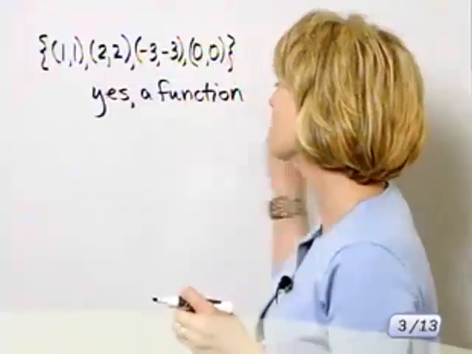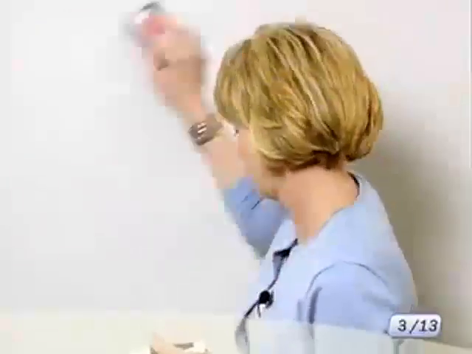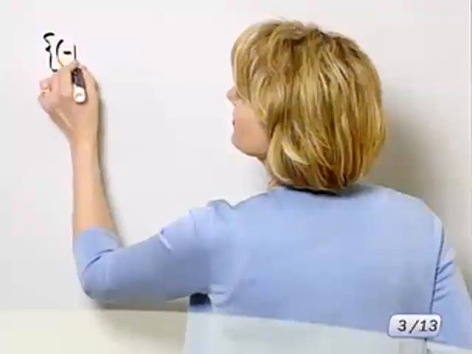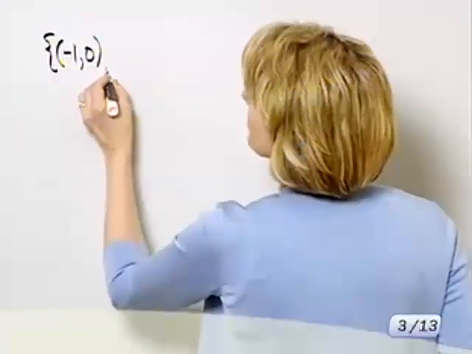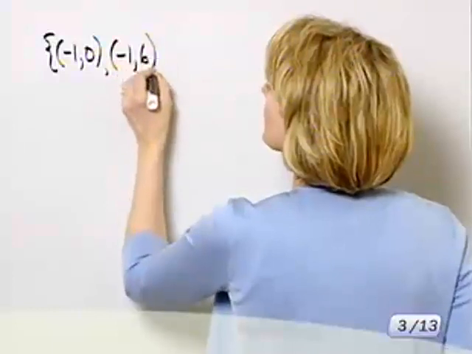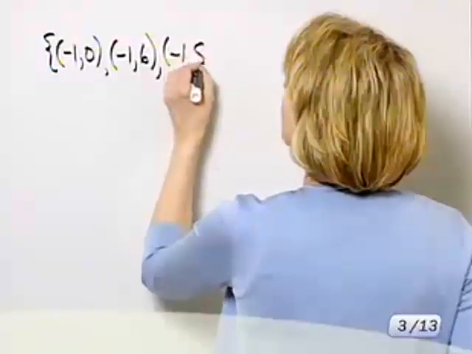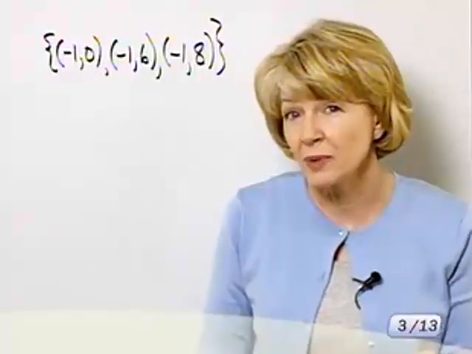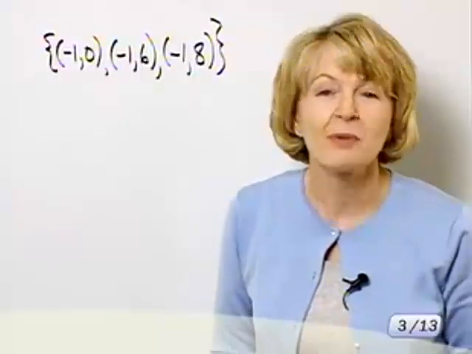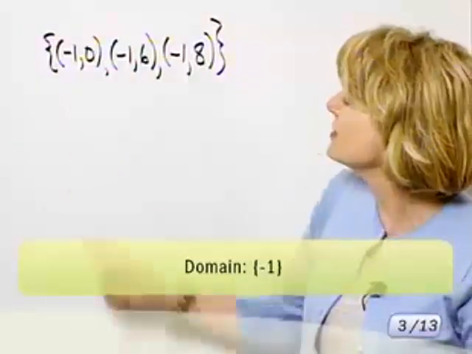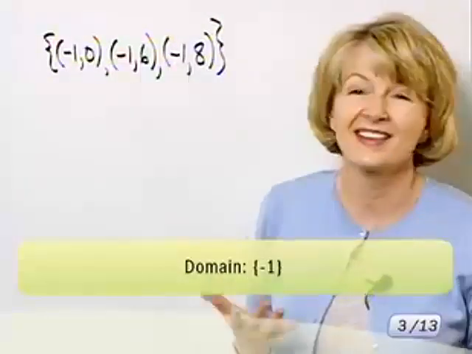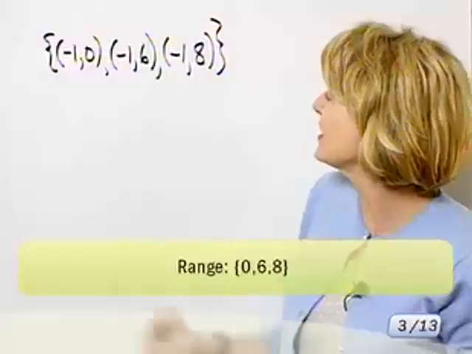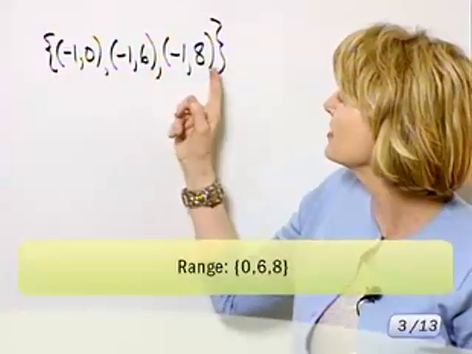Let's look at another set of ordered pairs and see whether the relation is also a function. -1, 0, -1, 6, and -1, 8. All right, I have a set of ordered pairs, so this is a relation. By the way, what's the domain of this relation? It is the set consisting of just one x value, -1. What's the range of the relation? It's the set consisting of 0, 6, and 8.